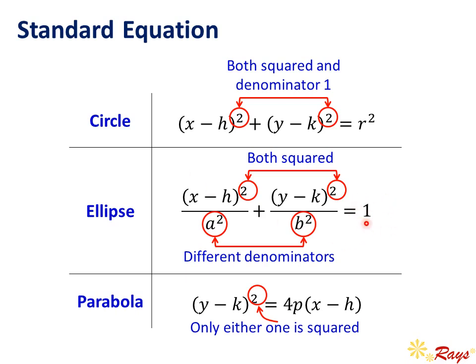And it is very important to observe that for ellipse, it will always be equal to 1, and we have to write the denominator in squared form. For parabola, it is very significant to write the side without the square to be in a multiple of 4. And for circle, everything must be in squared form.